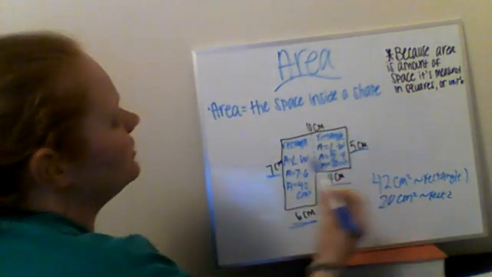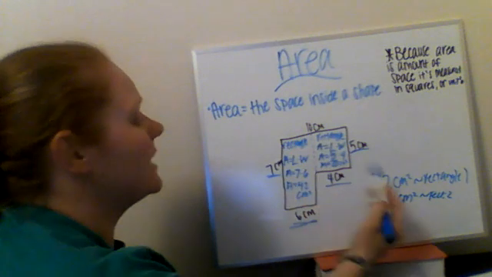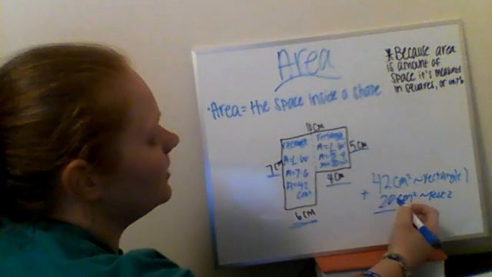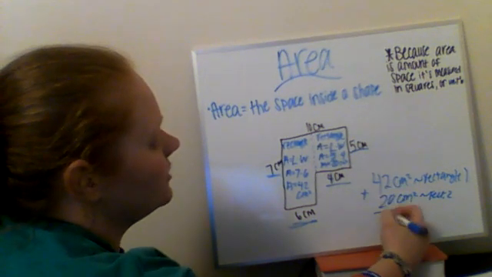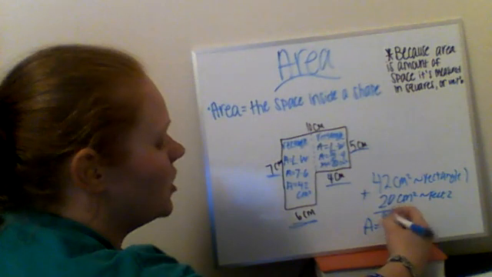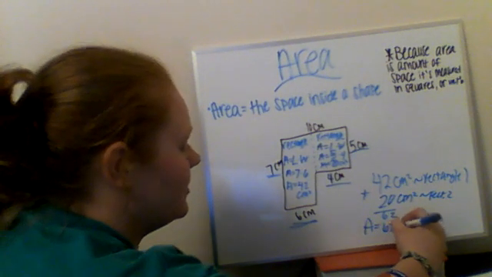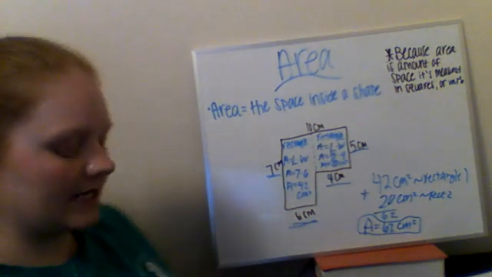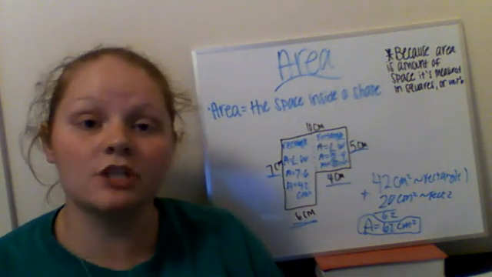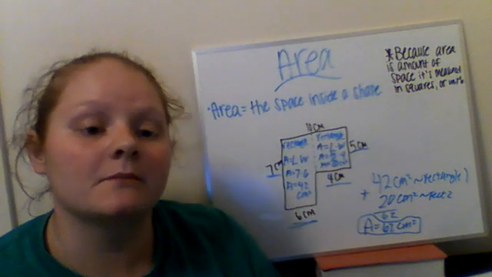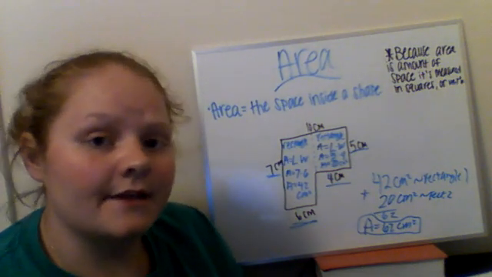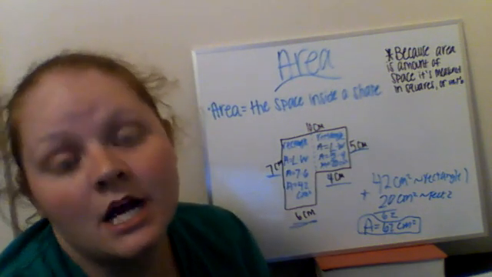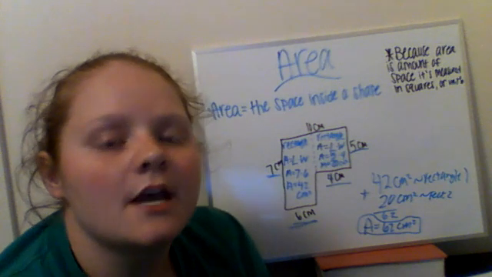Now to figure out the area of the whole shape, I've got to add 42 and 20. If I add 42 and 20, 2 plus 0 is 2, 4 plus 2 is 6. So my area of the whole shape is 62 centimeters squared. All I did was split that figure into two separate shapes, figure out the area of each shape, and add them up together. Area is not that bad. Again, you have a lot of formulas that you have to remember with area, but once you memorize those formulas, you'll be good as new.